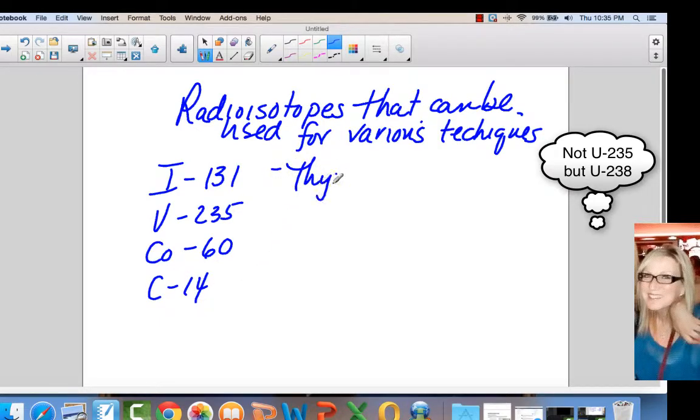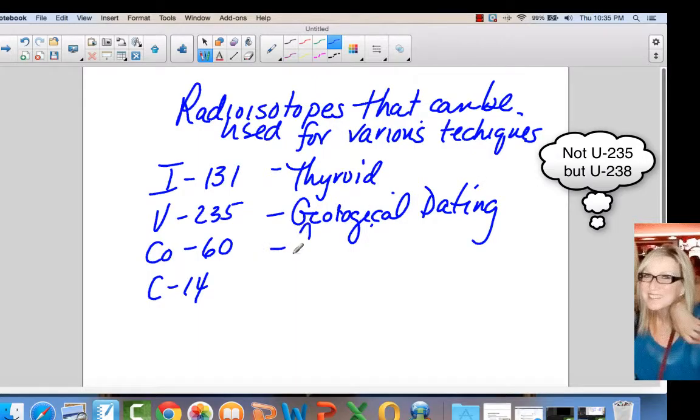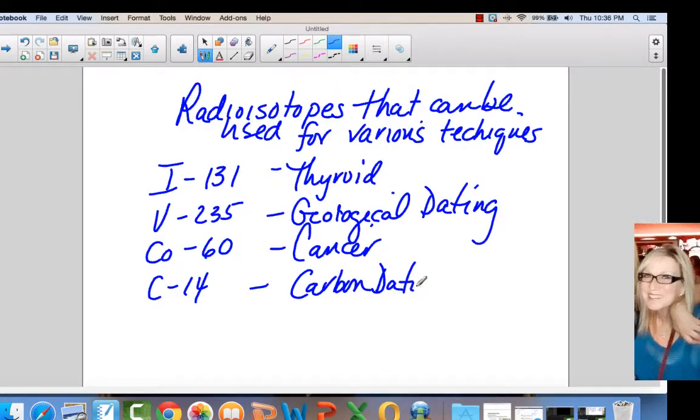So I-131 is used for thyroid or medical diagnosis. It's got a very short half-life, like 8 days. U-235 is used for geological dating, so rock dating. Cobalt-60 is used for cancer, and carbon-14 is used for carbon dating or fossils.